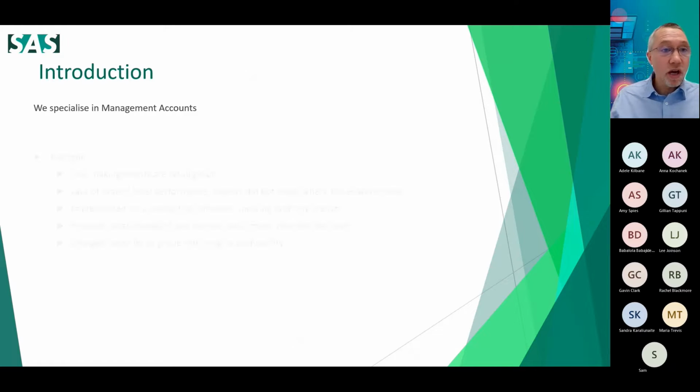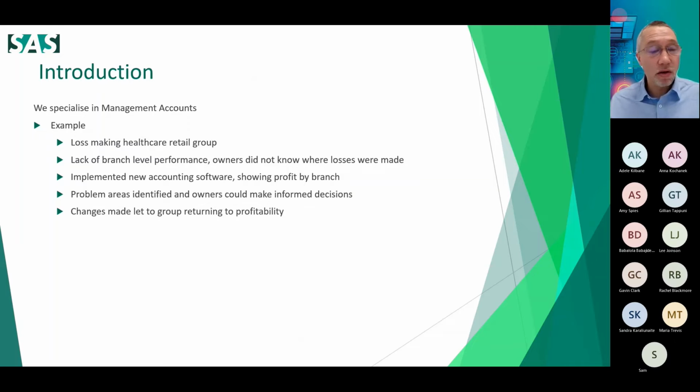But just to give you a couple of examples of how we've helped businesses in the past, we started working with a loss-making group in the healthcare retail space. The problem that they had, they'd grown quite significantly over a number of years, but the owners knew they were obviously loss making, but didn't know where those losses were made. The reason for that was they had a number of branches, but they didn't actually have the branch performance of each individual branch shown to them in the accounts, because it was all on a consolidated basis. In other words, all the branches were jumbled up into one big profit and loss account, and they couldn't see what branch A, B, or C was doing.